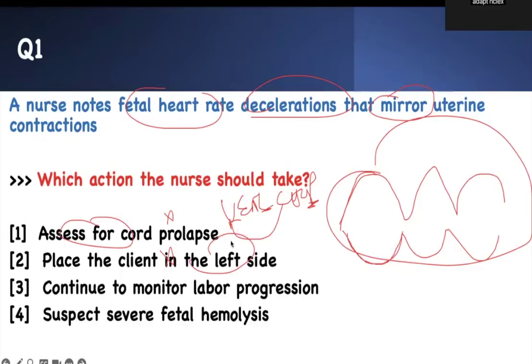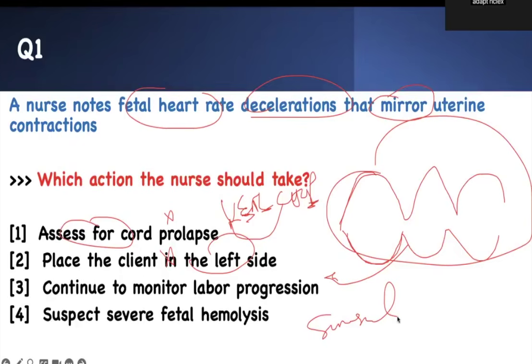Continue to monitor labor progression. It has to be early deceleration, which is what this is showing. Therefore, I'm going to monitor that. Suspect severe fetal hemolysis? This is a sinusoidal problem. It does not indicate that.